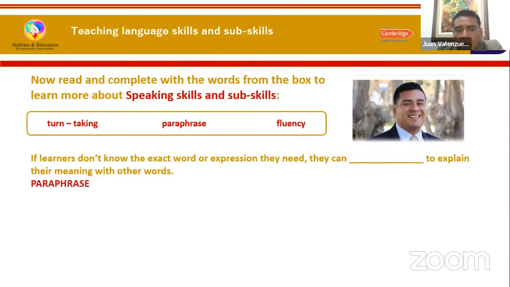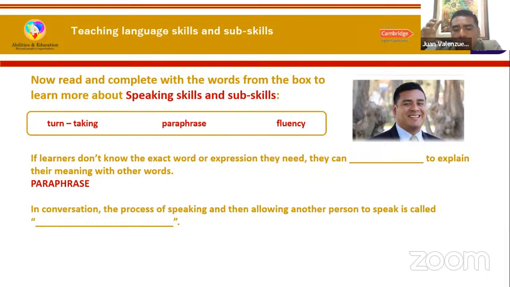Now, in conversation, the process of speaking and then allowing another person to speak is called, it's like you speak first and then you allow the other person to speak too, right? Because in the communication process, it's not all about saying, or giving, or speaking. It's also about receiving or listening. So this is called, very well done. In the conversation process, when you allow another person to speak, this is called turn taking. Excellent.